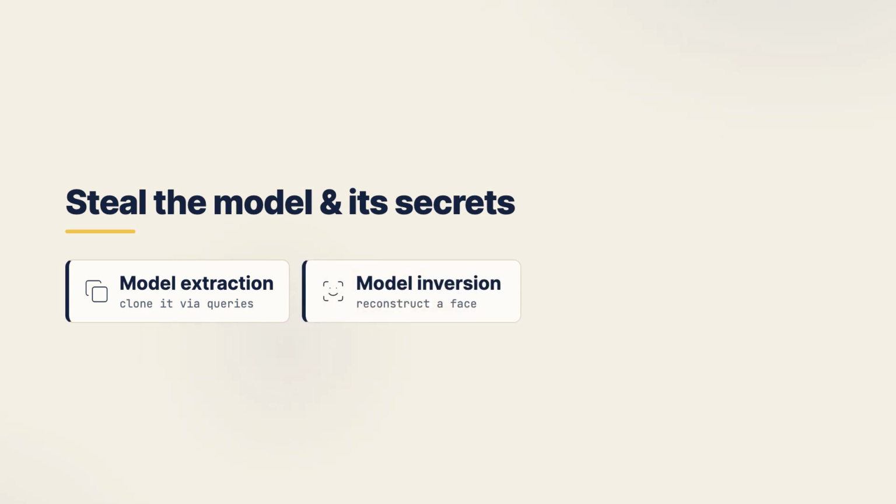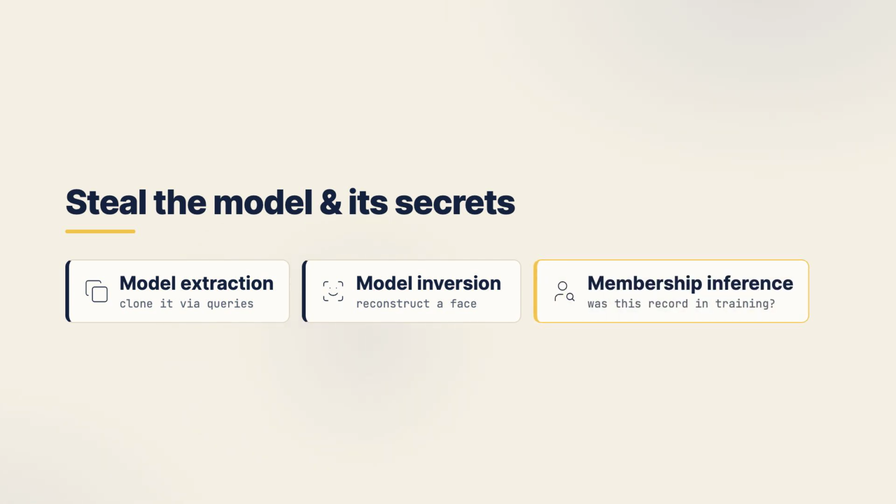Second, model inversion. Instead of copying behavior, the attacker reconstructs inputs. By probing how confidently the model responds and optimizing against it, they can recover a representative example of a class, famously recovering a recognizable face from a facial recognition model that was only ever supposed to output a name.